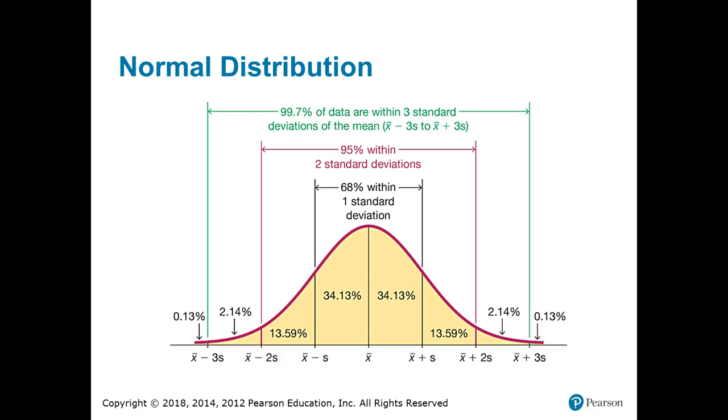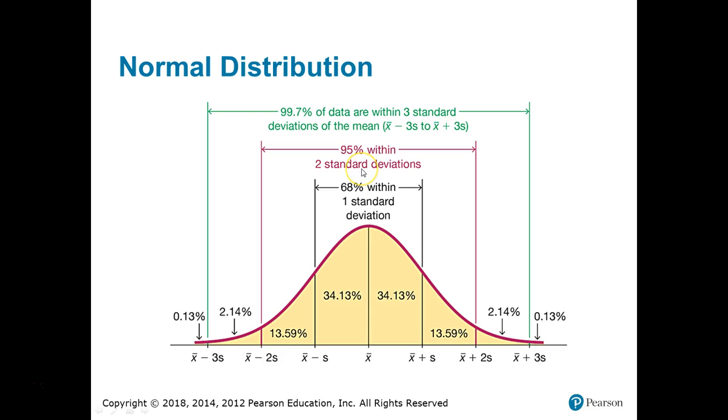This graph kind of helps show that. So you have your mean right in the middle, x bar. So 1 standard deviation to the right will be x bar plus 1 standard deviation. And then 1 standard deviation to the left would be your mean minus 1s. So 68% of all the data values fall in this shaded region right here.